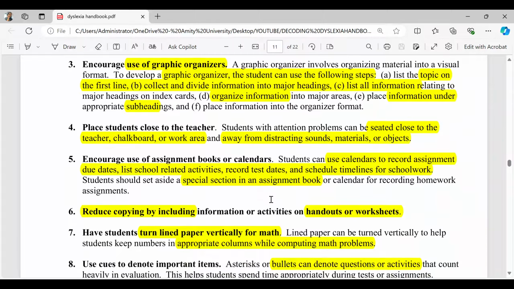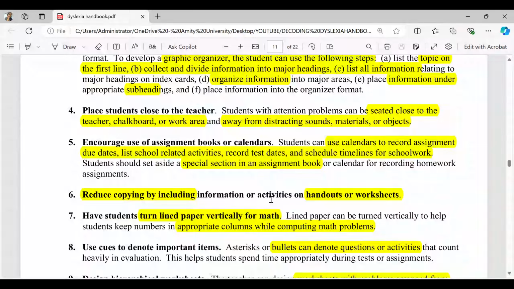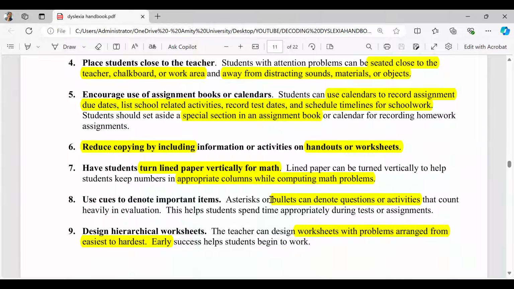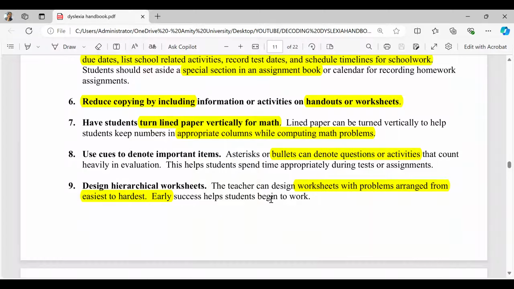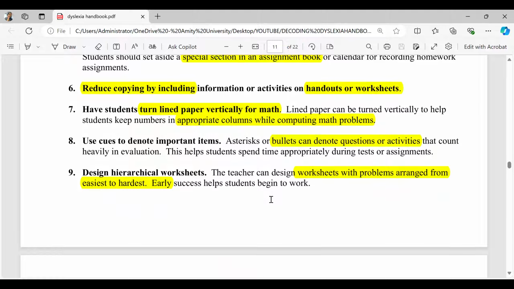Then placing the student close to the teacher, near the blackboard, near the whiteboard, and away from the distracting sounds or the corners, like near the window, near the door. These areas need to be avoided. Encouraging use of assignment books, calendars, reducing copying by including information, handouts or worksheets can be given. Having a student turn line paper vertically for maths so that the appropriate column is given so that he can do his math problem sums accurately.